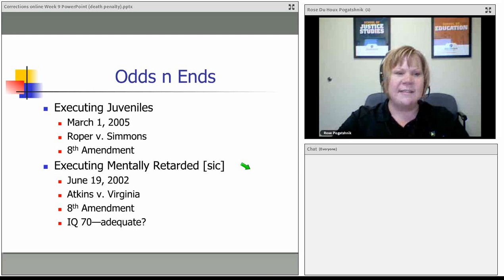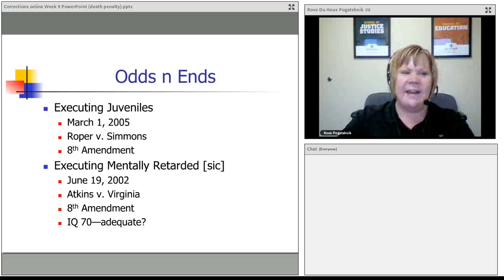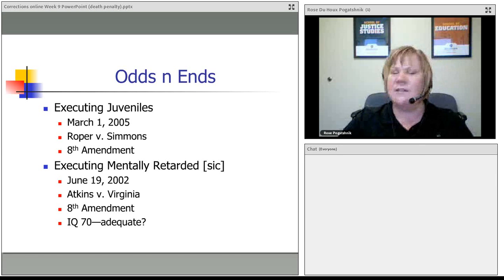All right, then lastly, just some what I call odds and ends about the death penalty. Again, as I said, as of 2005, we can no longer execute juveniles. So Supreme Court case of Roper versus Simmons. Basically, it was found that executing juveniles violates the 8th Amendment. Prior to that, the Supreme Court said we can no longer execute the mentally retarded.